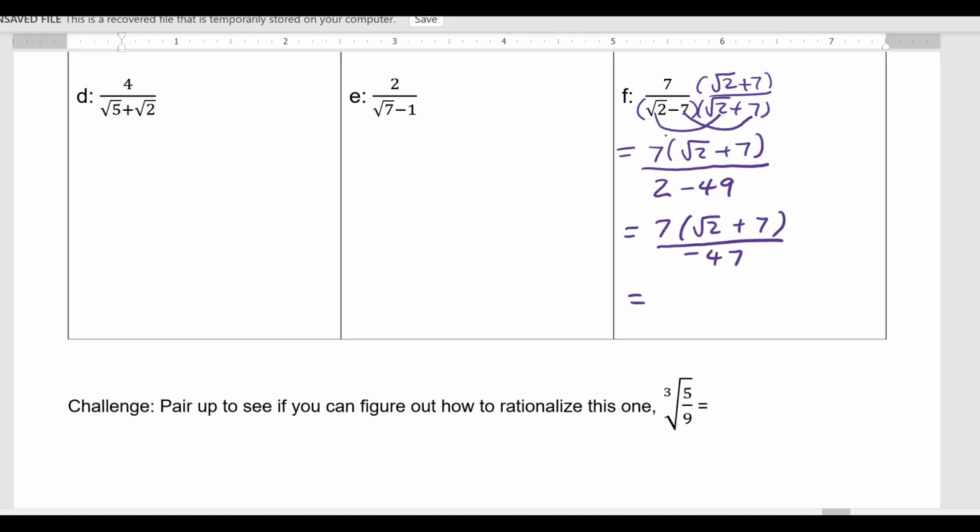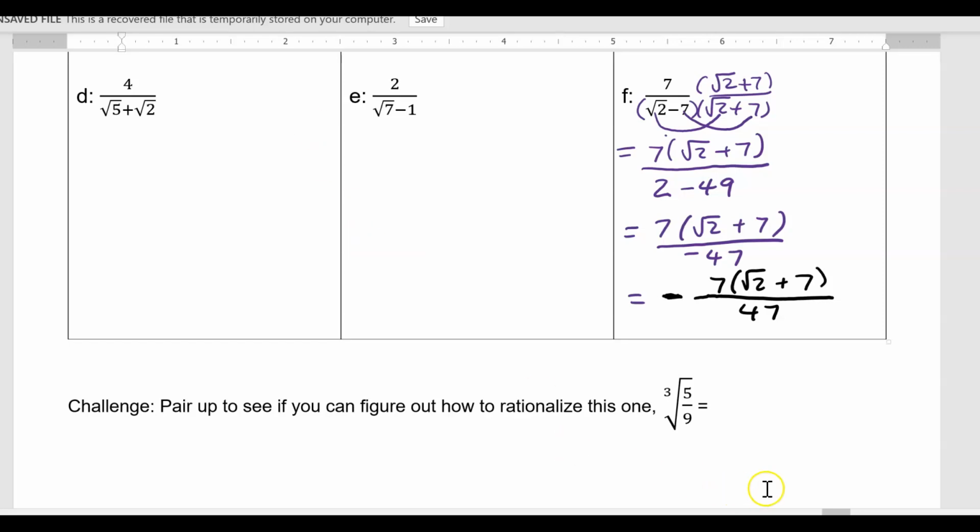And it's conventional that we move that negative up. So we're going to put negative 7 parentheses square root of 2 plus 7 over 47. So we'll move that negative up to the side or to the numerator.